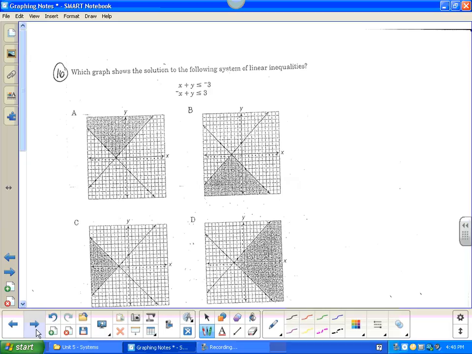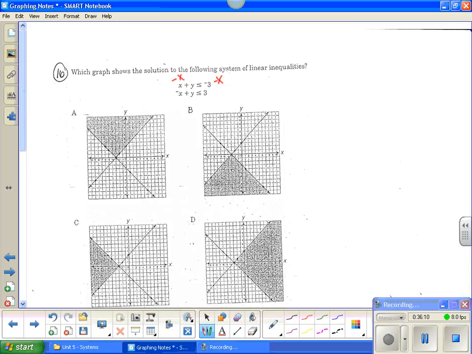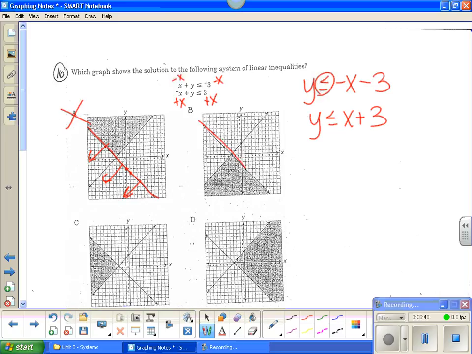Okay, so this next one, I have to solve for y. So the first thing I'm going to do is subtract x. And this one, I'm going to add x. Okay, so the first one, I want to go down 3. So down 3. And down 1, right 1. Yep, solid line. Yes, and it says less than, so shade below. No, this one's not shading below. So A is out. B looks to have the same line and be shaded below. So I like that. Let's test the other line.